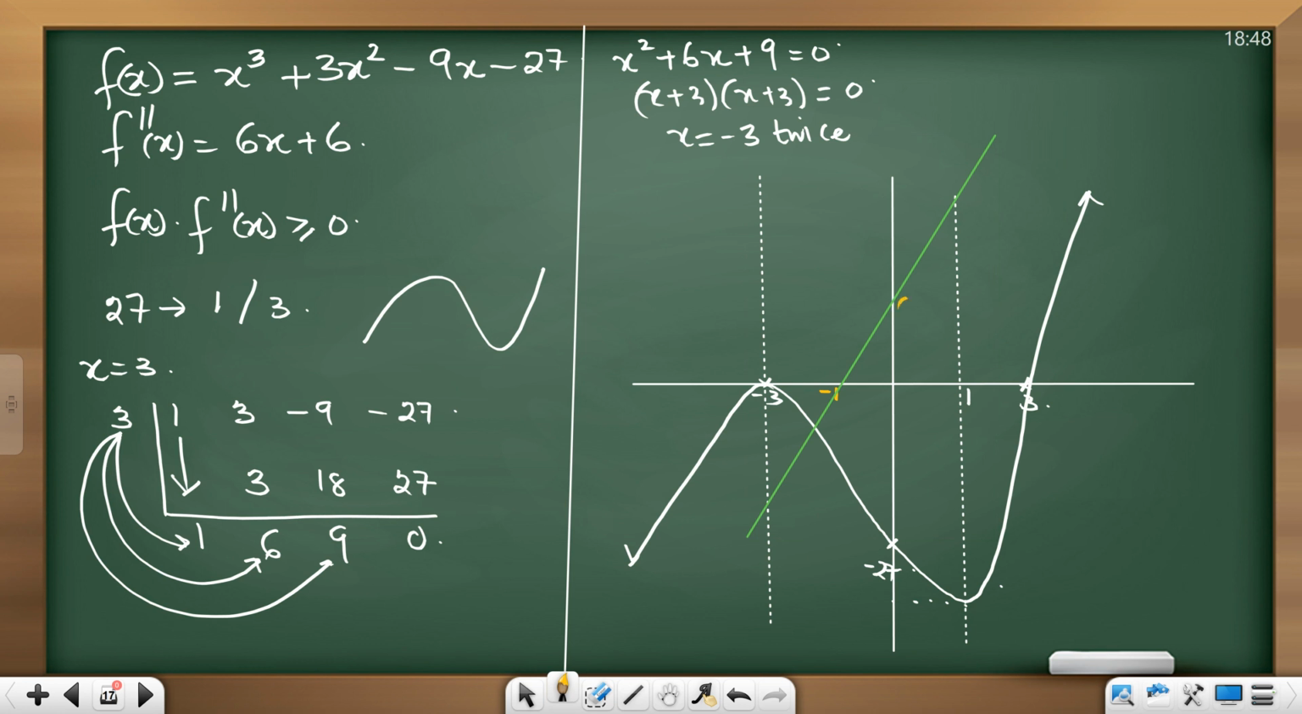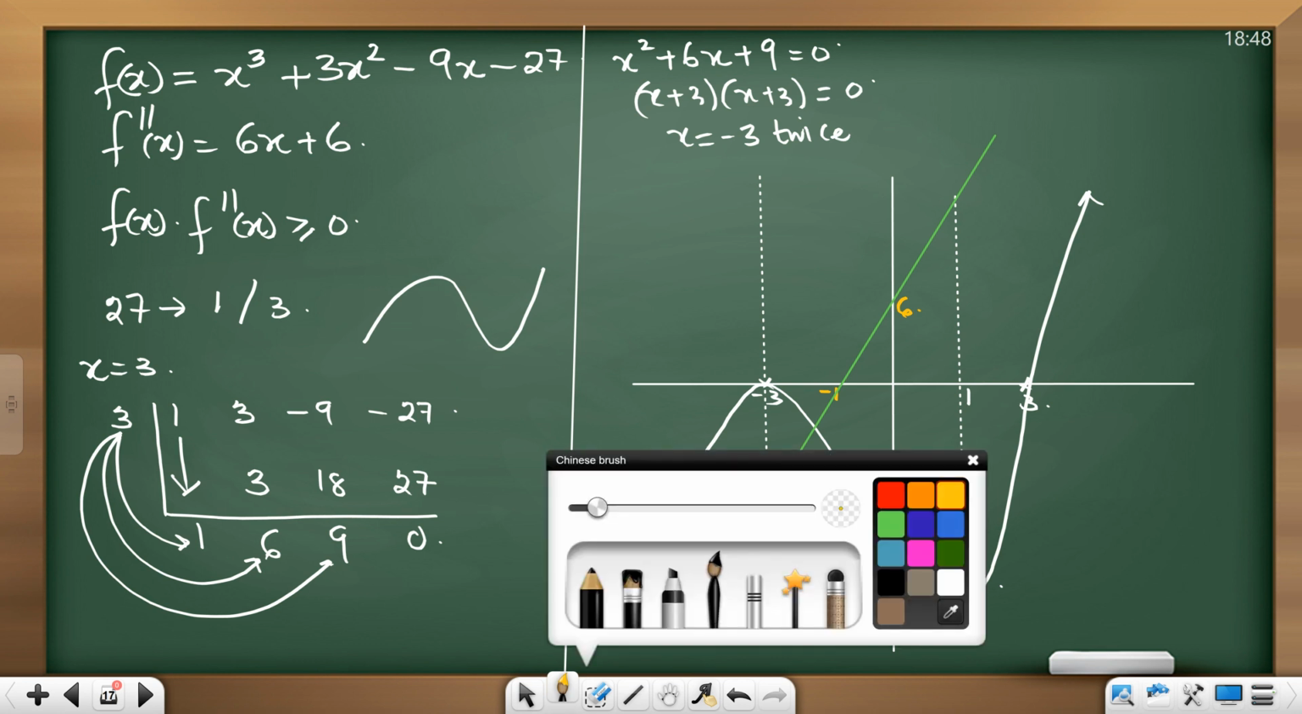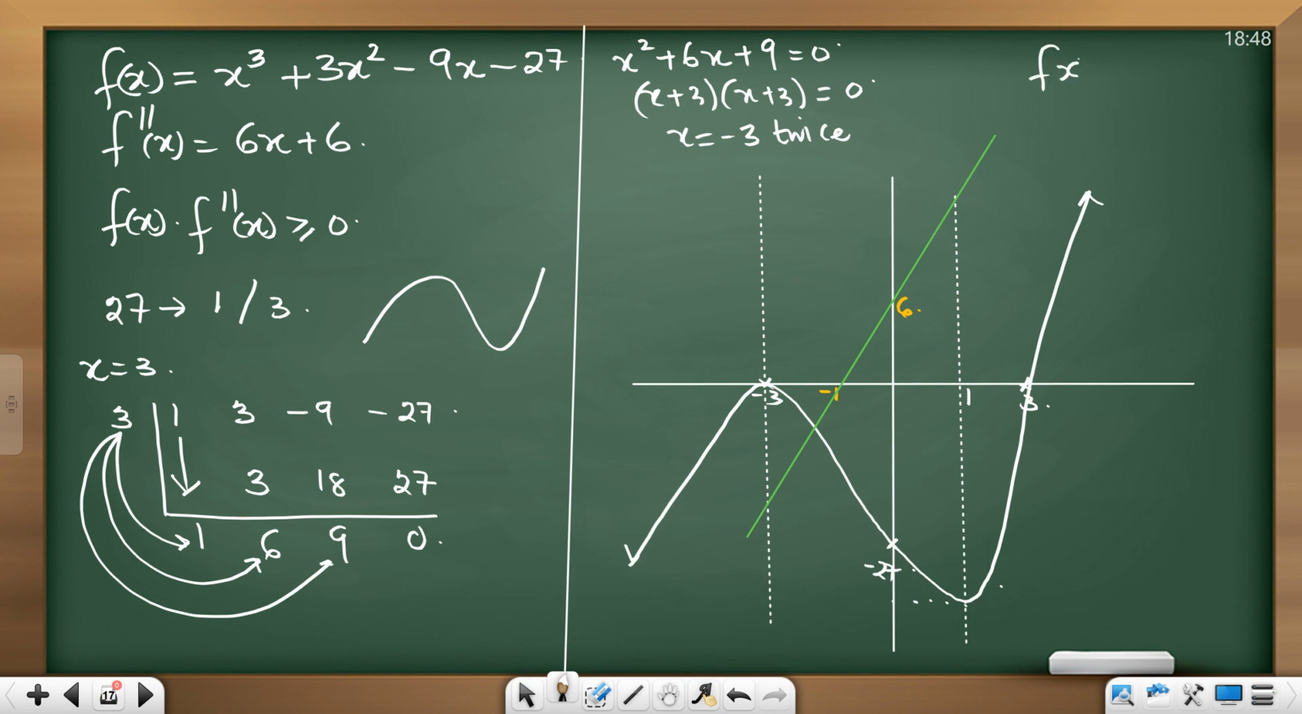Write my 6 here. It's my graph. Okay, now let's solve this. F of x multiplied by f prime prime of x must be greater than or equal to 0. All right, what does this mean? Quickly, let's interpret. Greater than 0 means we need to get positive. For me to get positive, what do I need? Both of them being positive, or both of them being negative. So let's go to our graph.